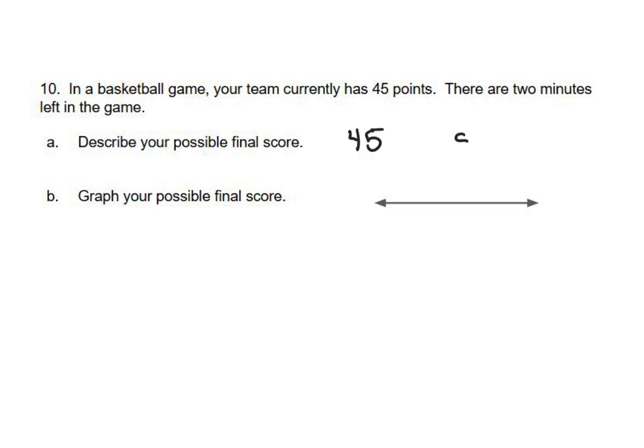So your final score, it could be equal to 45, or it would have to be greater than 45. So the score would have to be greater than or equal to 45. Because there's time left, you could score more points, but you can't lose points. But you could also go 2 minutes and not score. So then here's how we would graph that. A closed-in circle and an arrow pointing to the right.